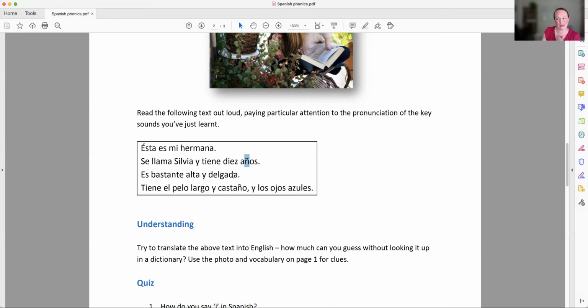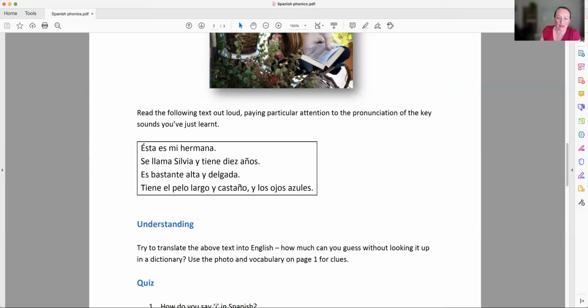Enye. So it sounds like an N followed by a Y. So we've got a couple of examples in this text. Años, años, meaning years. Años. So it's almost like it's spelled A-N-Y-O-S, años. And then also we have the word castaño, which is brown hair, brunette. So again, at the end we've got the Enye, so castaño. So yeah, just a couple more points there about other things that weren't in my top 5.